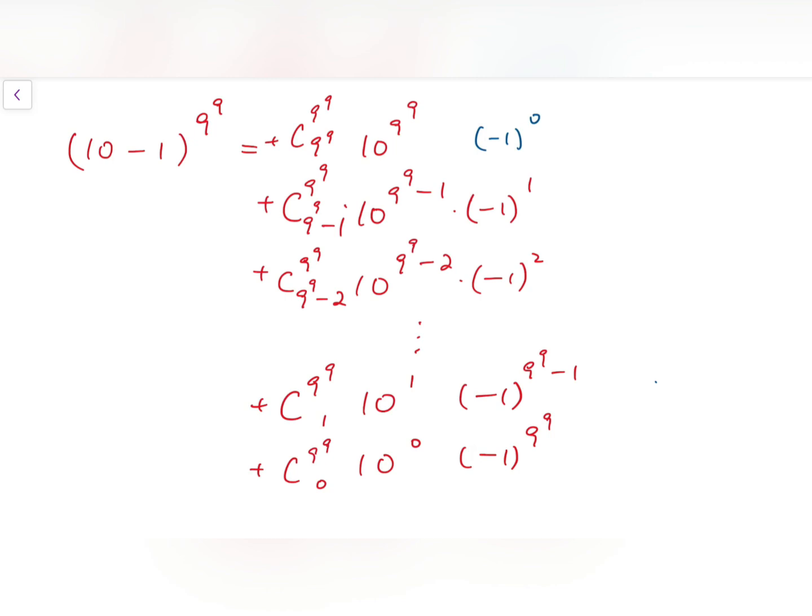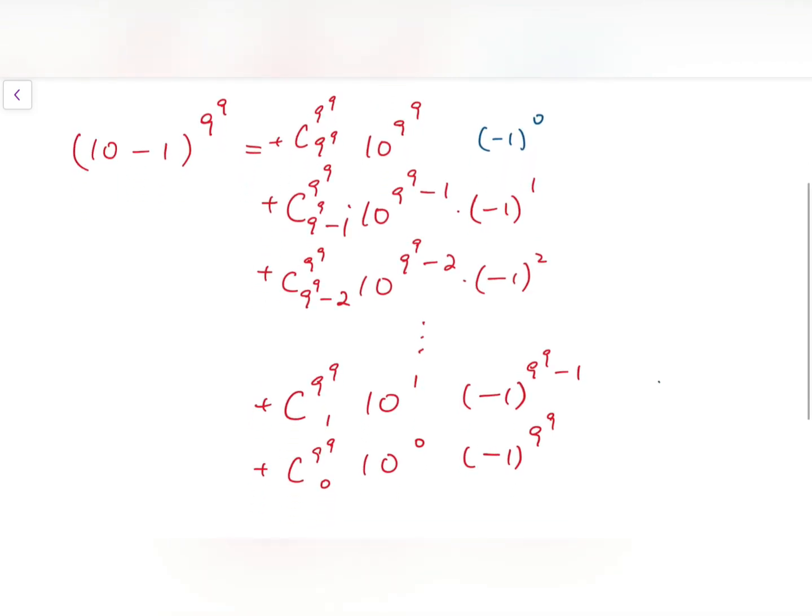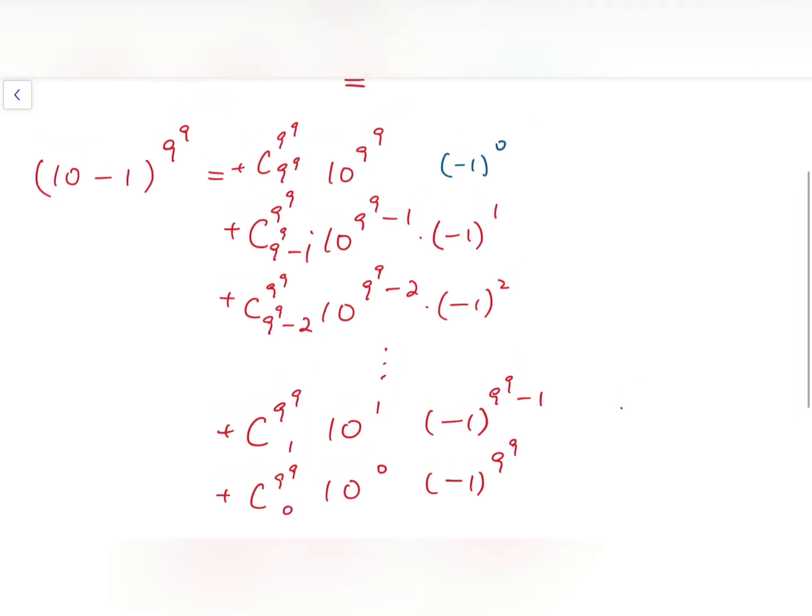So now after expanding, don't forget we are actually trying to do mod 100. So for the starting terms, we have powers of 10 here, and they are all clearly multiples of 100 because the exponent is way larger than 2. So that means for all terms with the exponent of 10 at least 2, I can just take them as 0 under mod 100.